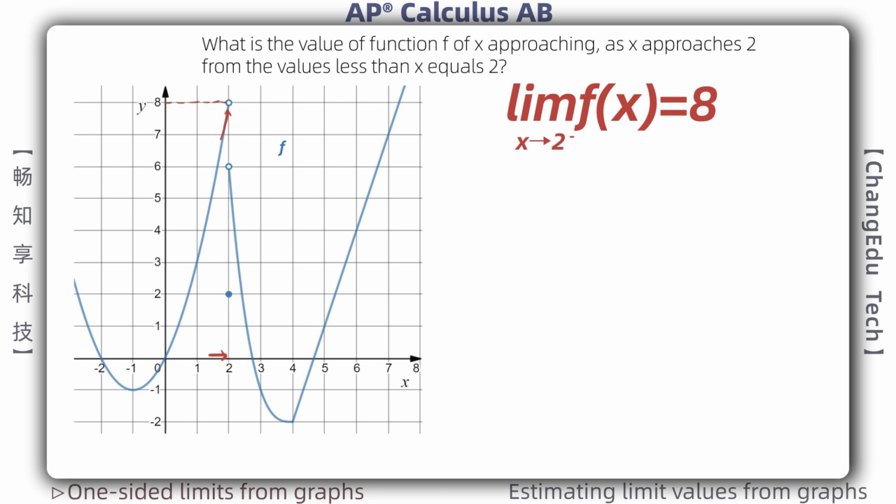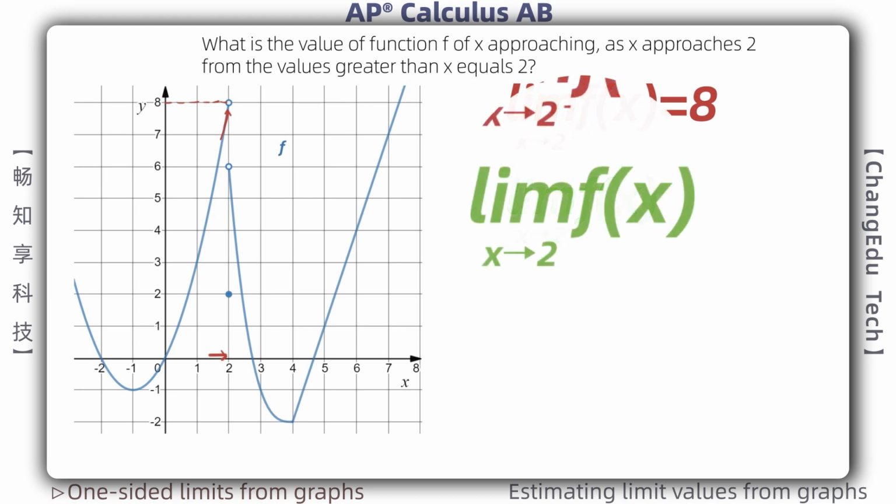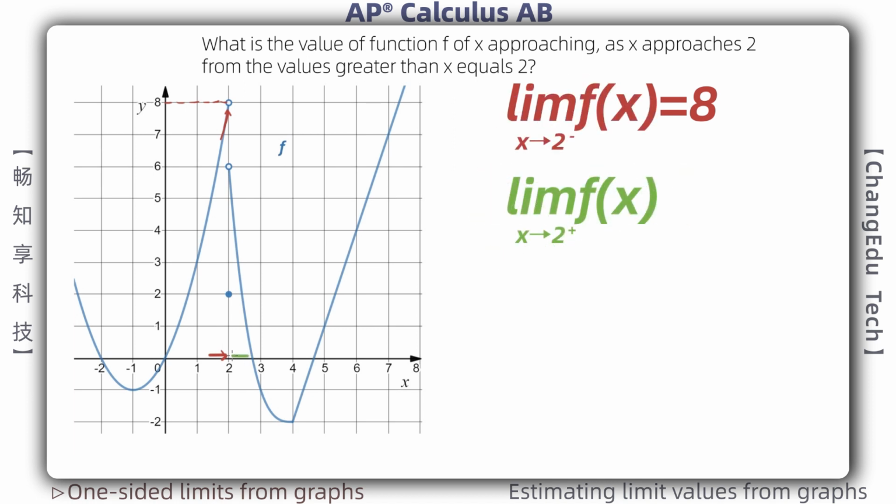Since you get the general idea of how to denote the one-sided limit, I will ask you another question. What is f of x approaching as x approaches 2 from the values greater than 2? Again, pause the video and see if you can figure it out. Well, you will find out this is the same as finding the limit of f of x as x approaches 2 from the right-hand side. To denote this process, we just need to add a superscript positive right over here. And we can see as x approaches 2 from the positive direction, f of x is approaching 6. So the limit of f of x as x approaches 2 from the positive direction is 6.